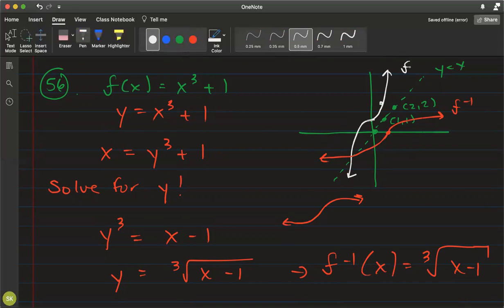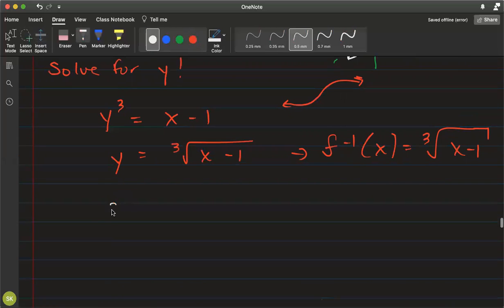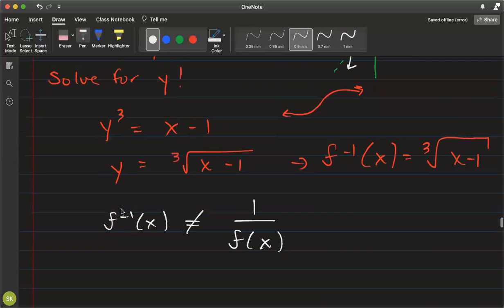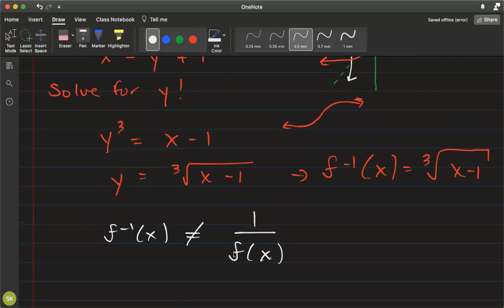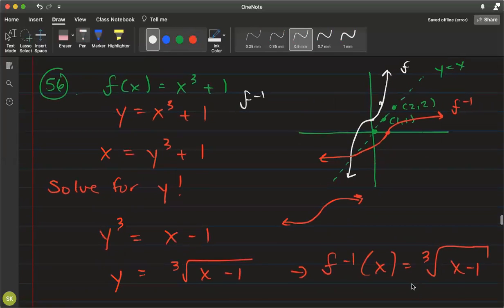I want to mention, I don't want you to make this mistake, that f inverse is not the function f being divided by 1, if that makes sense. So what I'm saying is f inverse, let me put it down here, because this is really important. I don't ever make this mistake. F inverse of x is not equal to 1 over f of x. This is just a symbol for the inverse. So don't take this function and put it under 1. You can see that 1 over x cubed plus 1 is not what we found for the inverse. Okay.